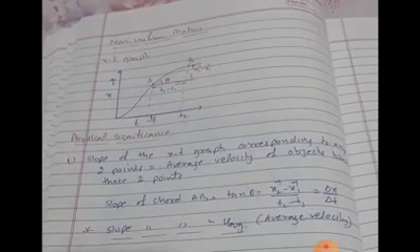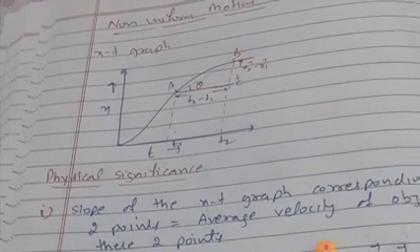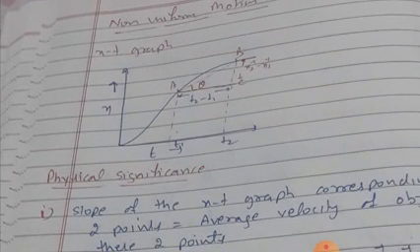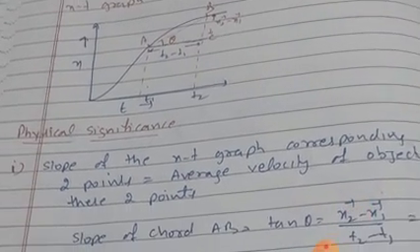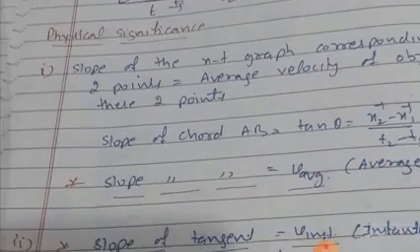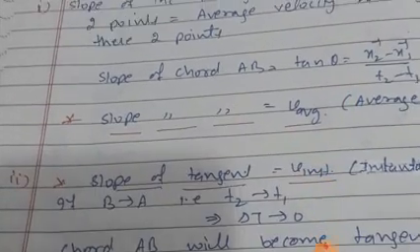Next is for non-uniform motion. Suppose motion is not uniform and we have to plot an xt graph. The graph will not be a straight line. It may be of this shape, or it may have any shape which is curved in nature. So we will say that the graph will be curved, not a straight line. What is the physical significance of this graph? We'll talk about two significances.